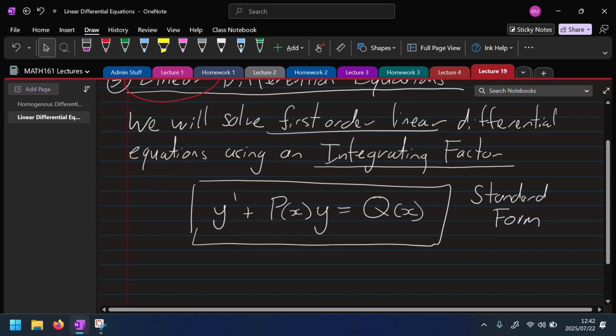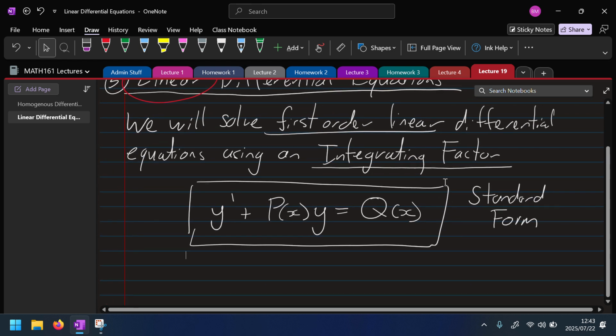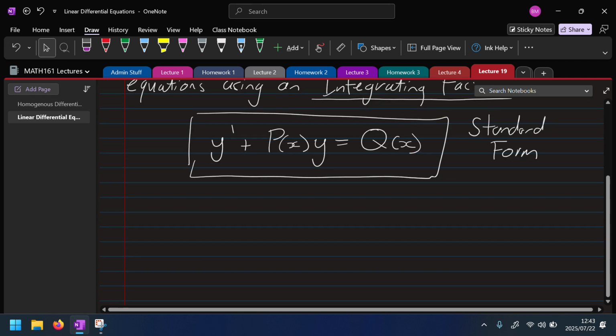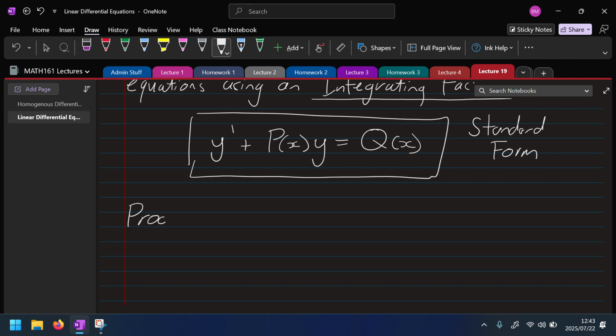Okay, so this comes with a proof. We're going to show that any first-order differential equation that's linear can be solved using this integrating factor. Please learn the proof. It can be tested. First of all, we're going to show what this integrating factor is. And secondly, we're going to show that we can solve any of these equations using that integrating factor. So there are two parts to the proof.